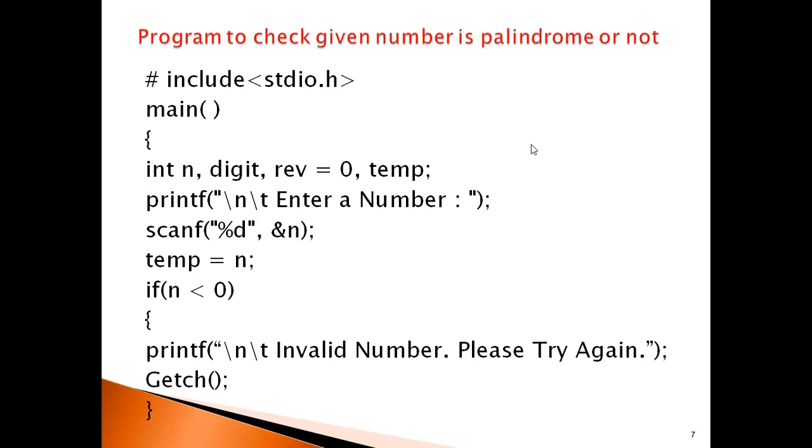In the last session, we discussed the reverse of a number. Now the remaining part is, after finding the reverse of a number, comparing the entered number with the reverse number. Using the if else condition, we will check. If both are equal, we will say it is a palindrome. We will execute this program.